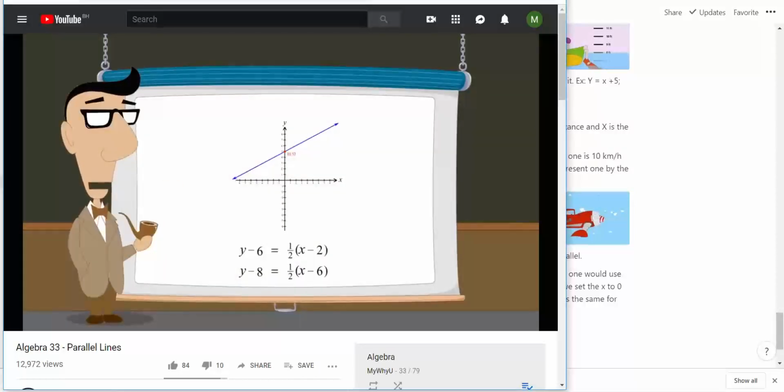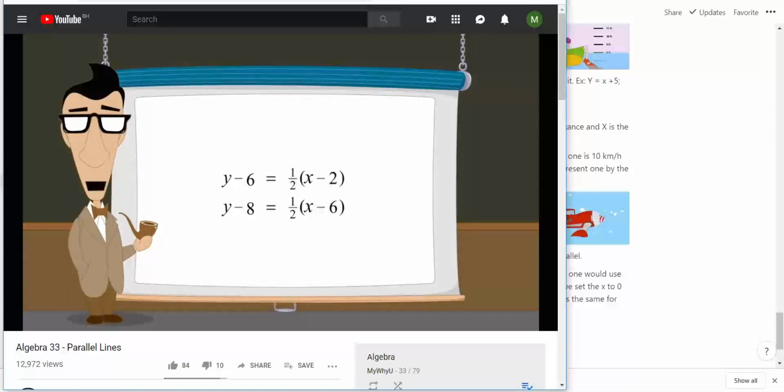Since the equations have the same slope and y-intercept, they both describe the same line. Now let's try this one more time, but with different values for x1 and y1 in the second equation.